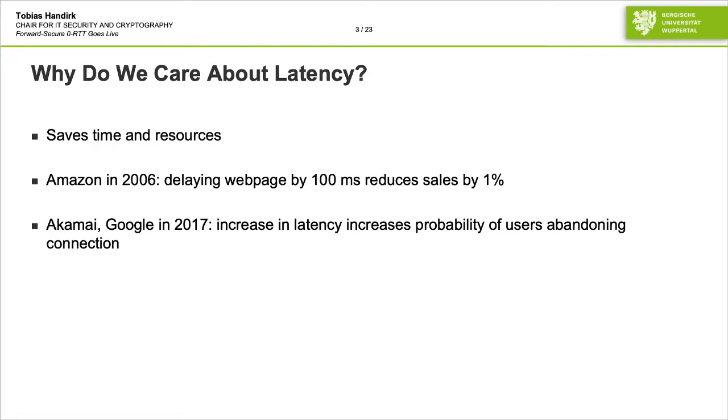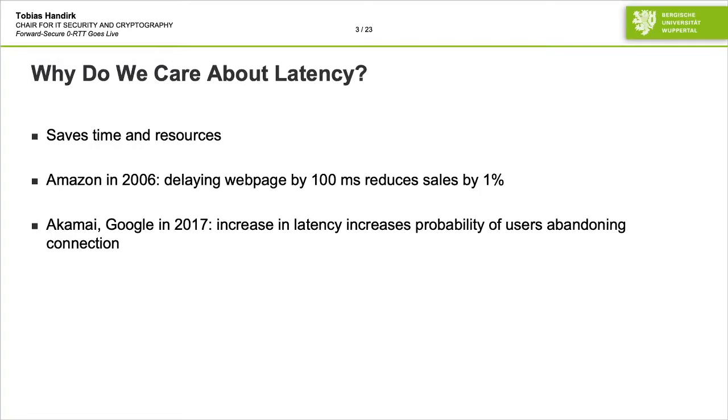In 2006, Amazon found that delaying their web page on purpose by 100 milliseconds led to a reduction in sales by 1%. In 2017, Akamai and Google observed similar results and found that a higher delay until the web page is loaded led to a significantly increased probability of users abandoning the connection.